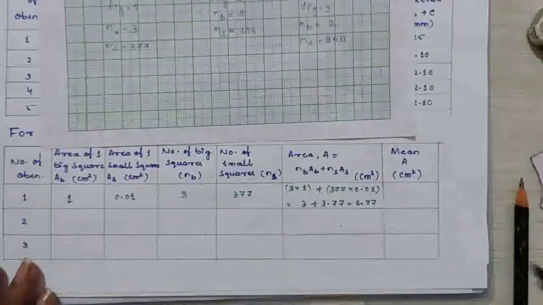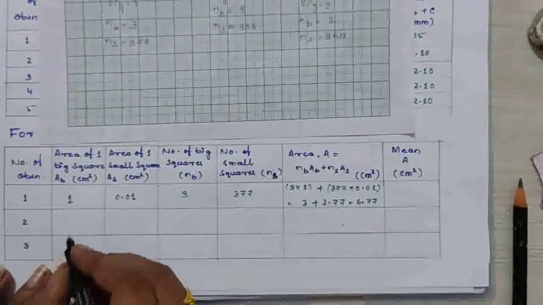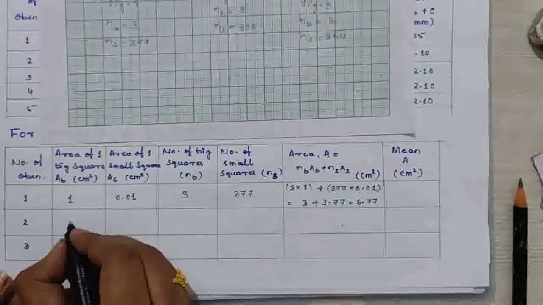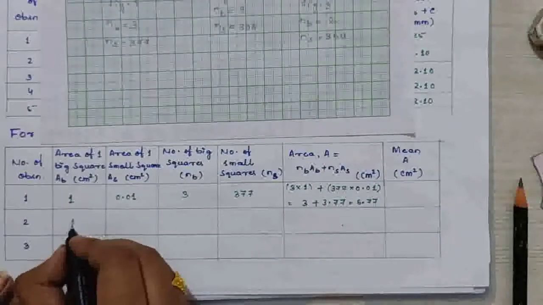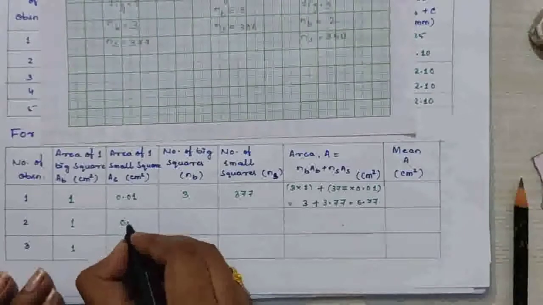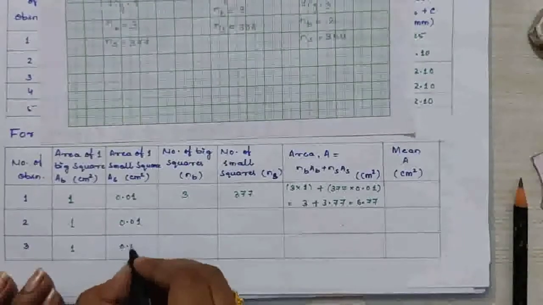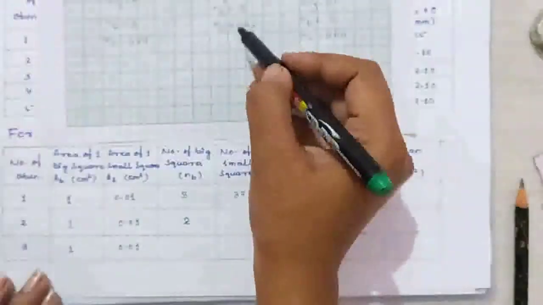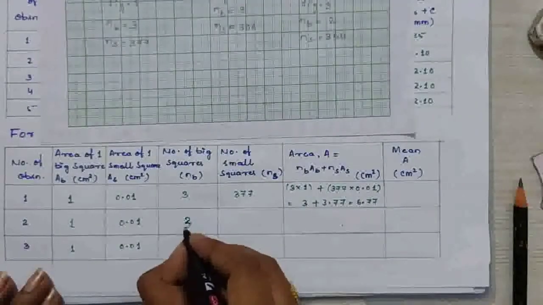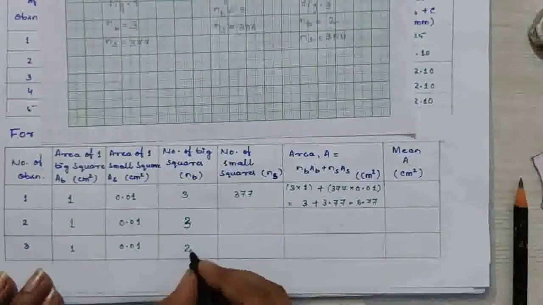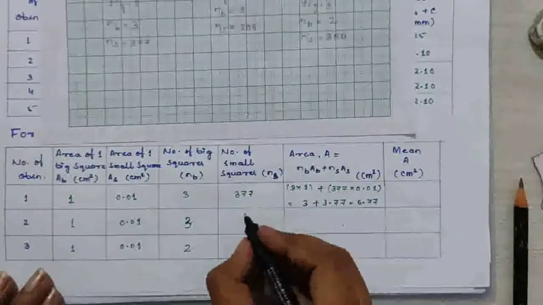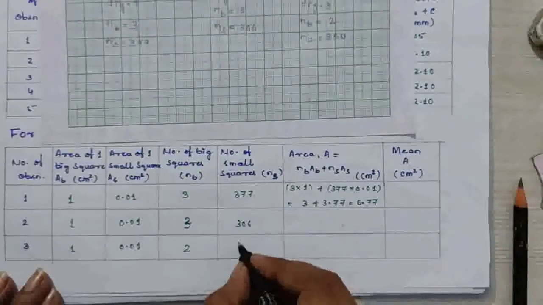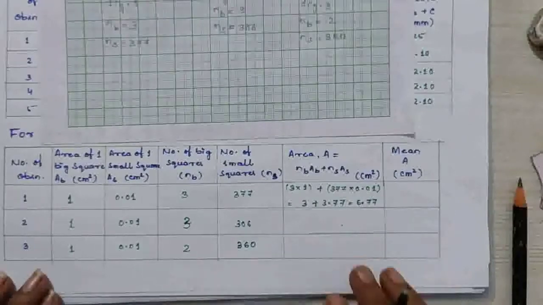So let me write all the data. After that we can calculate. So these two columns will be same for all the observations because these are the standard values. Here it is equal to 2. This is again equal to 3. This is equal to 2. This is 306 and this is 360.